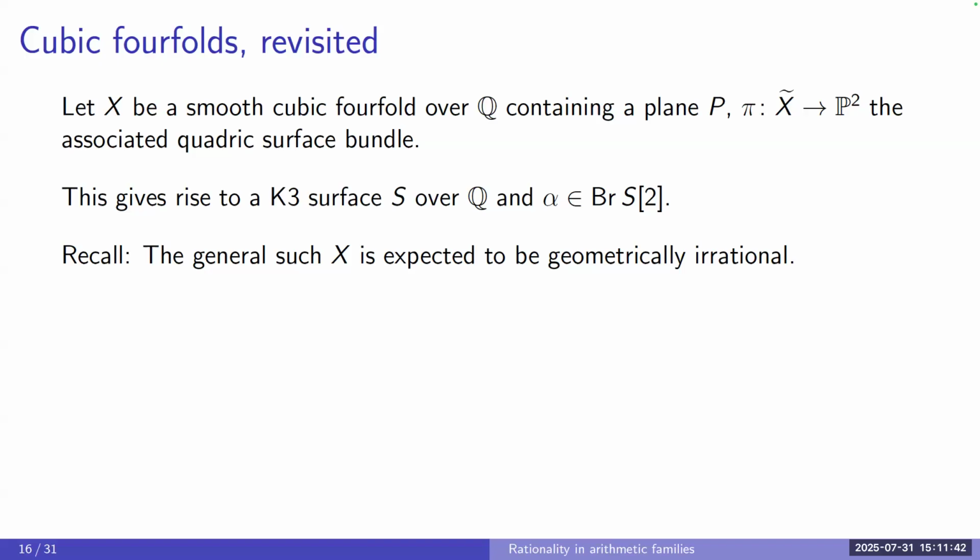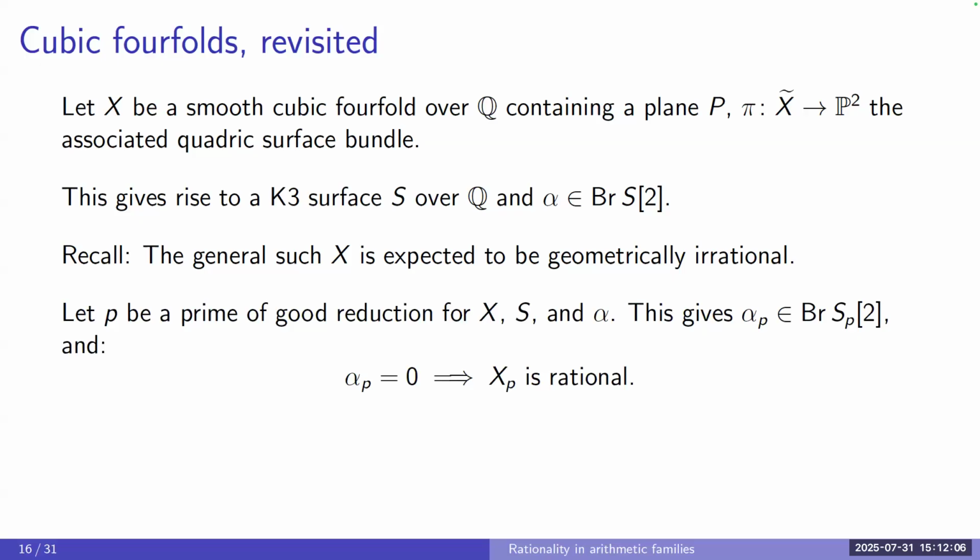So let me take X again to be a smooth cubic fourfold, now let's just work over Q, and assume it contains a plane. And so I get this associated quadric surface bundle, I get this K3 surface and this Brauer class. And again, these cubic fourfolds are generally expected to be geometrically irrational.